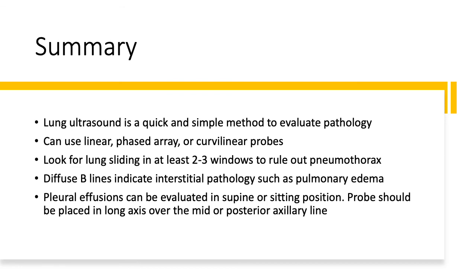To summarize, lung ultrasound is a quick and simple method to evaluate pathology. You can use the linear, phased array, or curvilinear probes. To rule out pneumothorax, look for lung sliding in at least 2 to 3 windows, meaning 2 to 3 different rib spaces. Diffuse B-lines indicate interstitial pathology such as pulmonary edema. Pleural effusions can be evaluated in a supine or sitting position. The probe should be placed in long axis over the mid or posterior axillary line.